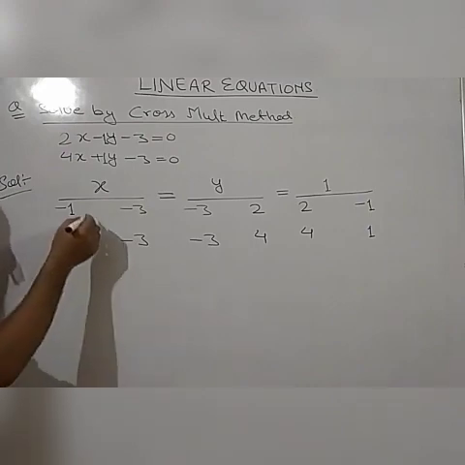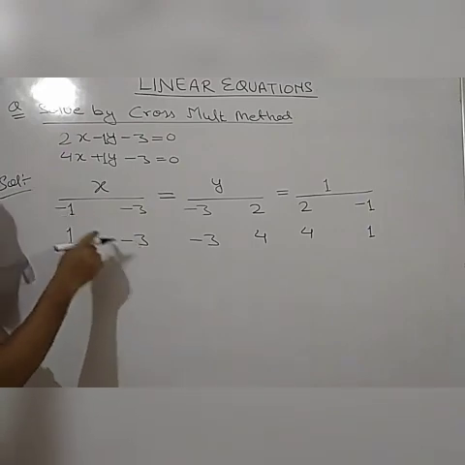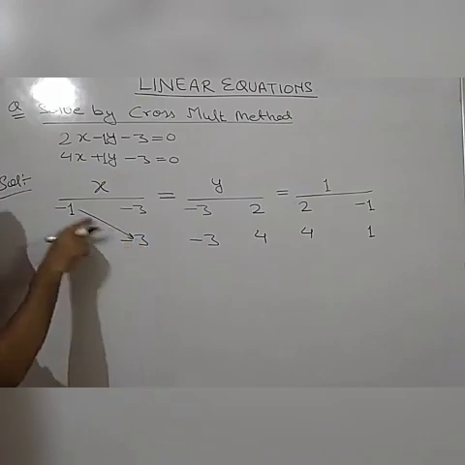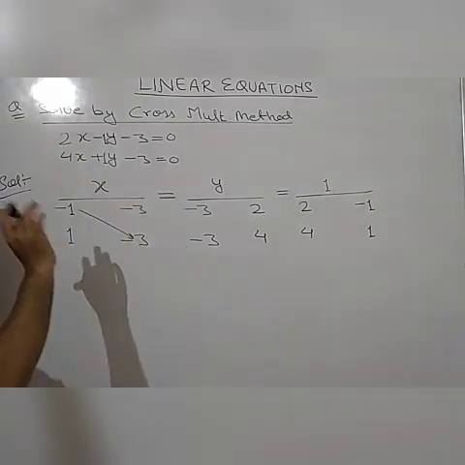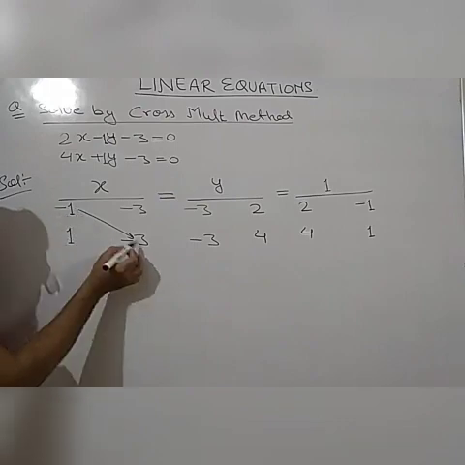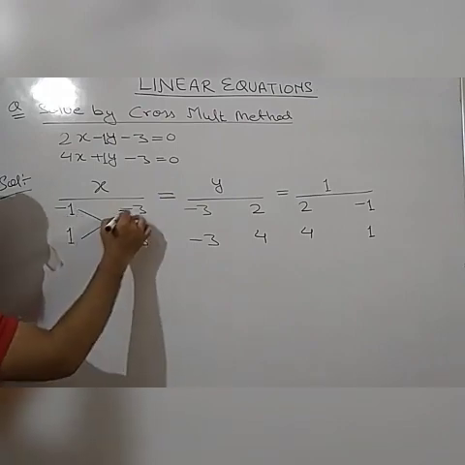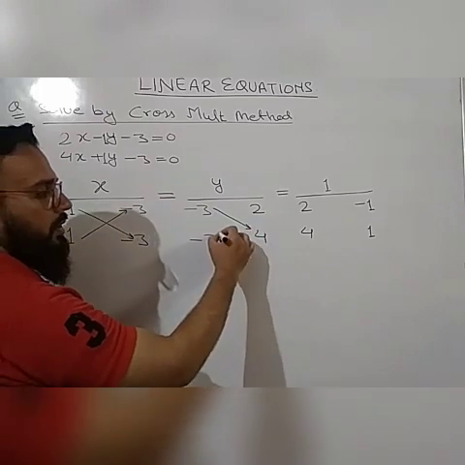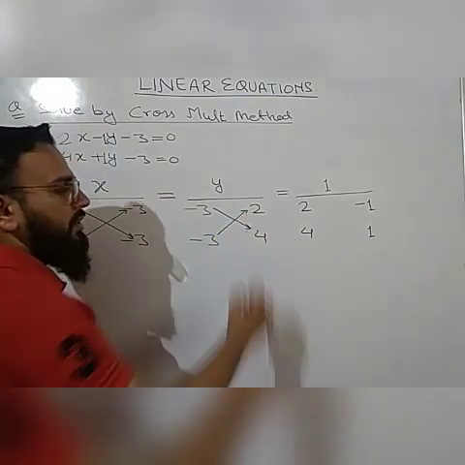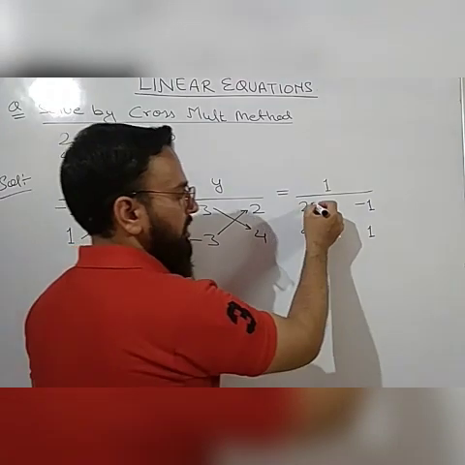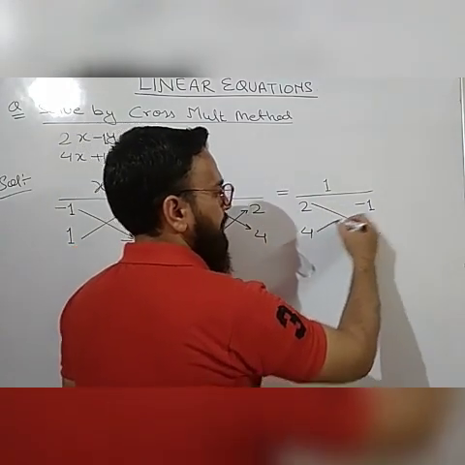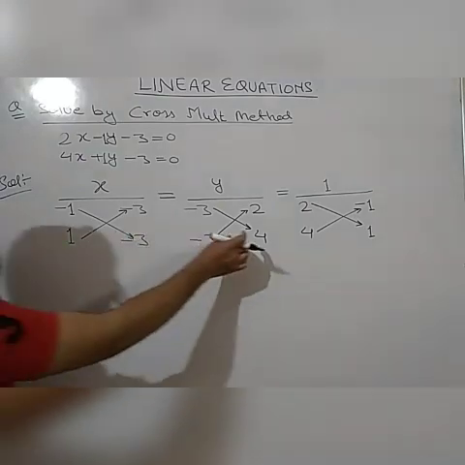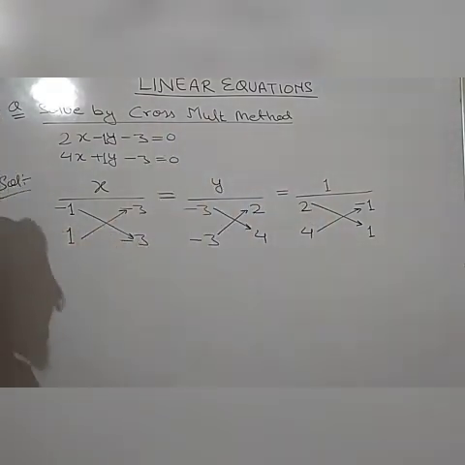Now starting with the cross multiplication, I already told you we have to multiply from left to right. First we will move from up to down, then from down to up. So minus 1 into minus 3 and 1 into minus 3 will be multiplied. Here minus 3 will be multiplied with 4, then minus 3 will be multiplied with 2. Here 2 will be multiplied with 1, then 4 will be multiplied with minus 1. So use this cross multiplication symbol also.